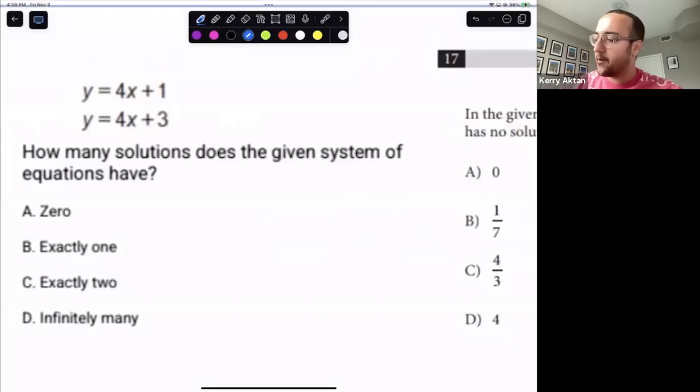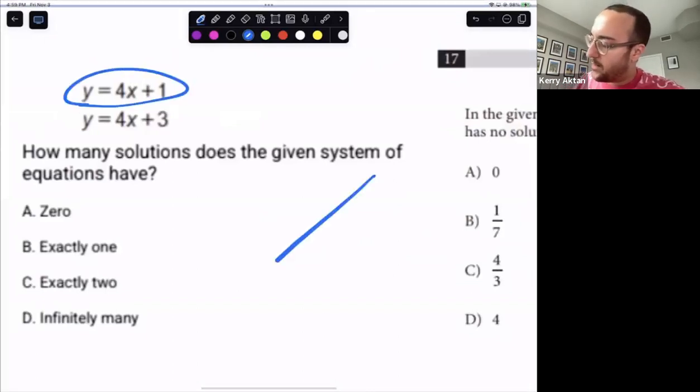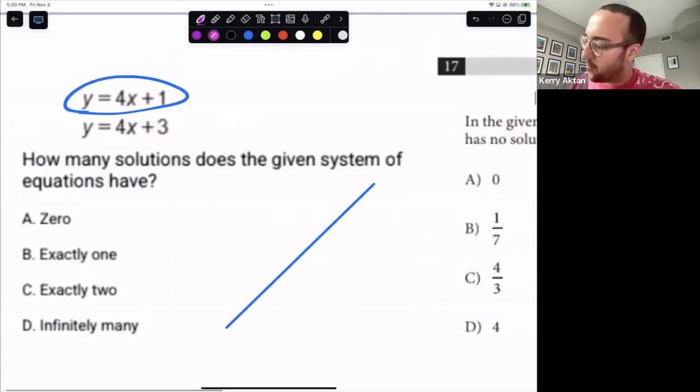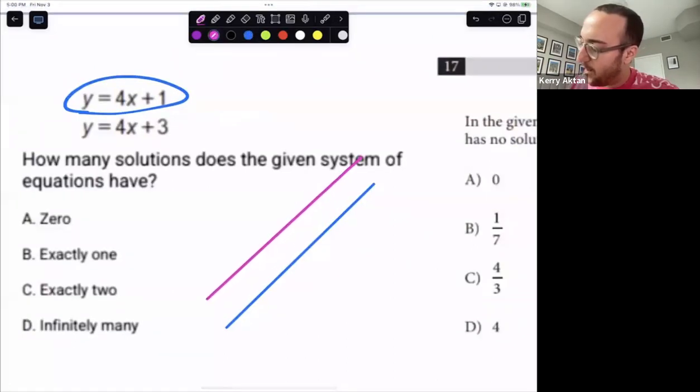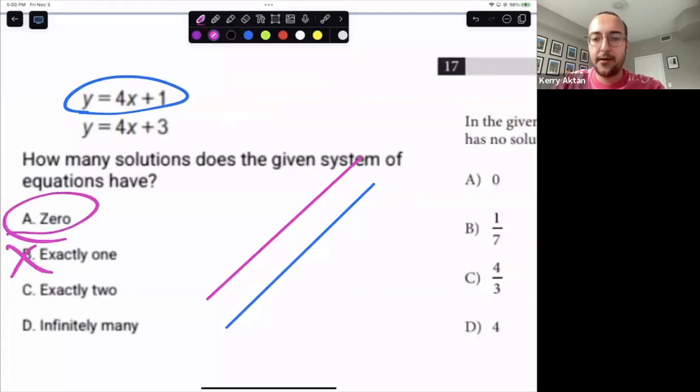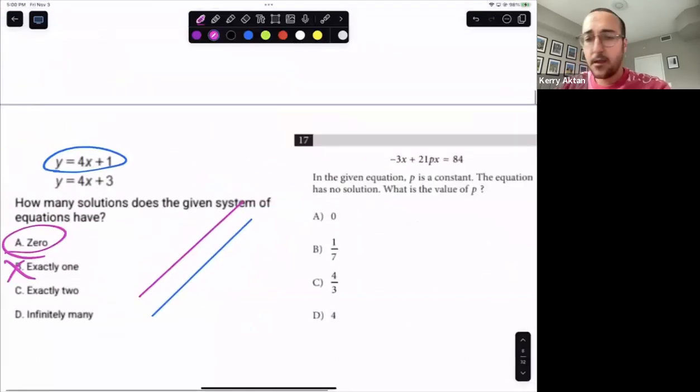Guys, remember, if I have a line with a y-intercept of 1 and a positive slope of 4, and then I have another line with that same slope but a different y-intercept, are they ever going to hit? No, they're never going to hit. It's A, exactly. Good job, Jenna.